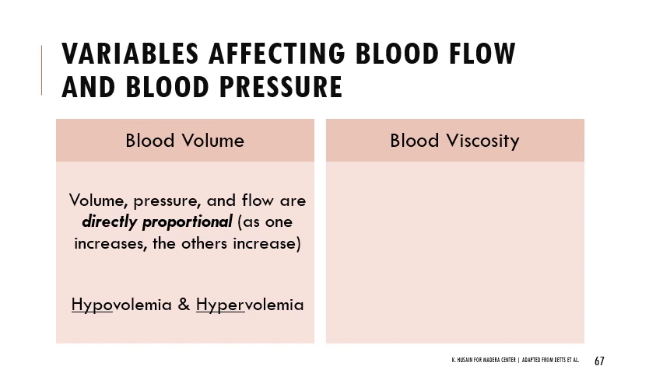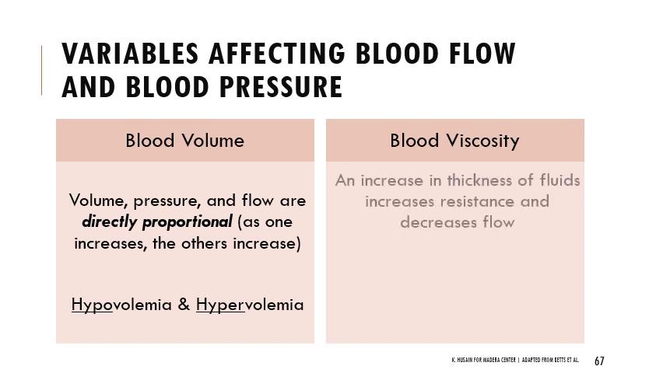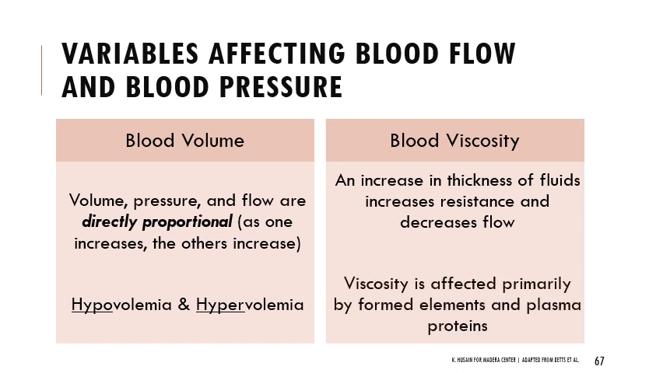We also have blood viscosity, which is kind of how sticky that blood is. So when you increase the thickness or the stickiness of the blood, that increases resistance and decreases flow. So becoming kind of more syrupy and thick, the blood's not going to be flowing as well. So this is affected primarily by formed elements, so like cellular components of blood, like red blood cells, white blood cells, and platelets, erythrocytes, leukocytes, and thrombocytes respectively, and then also plasma proteins.